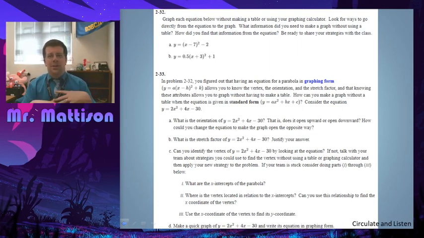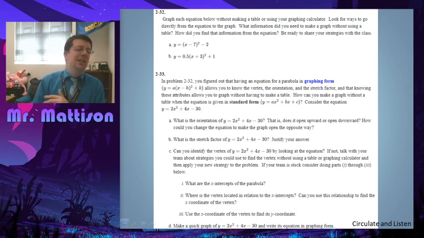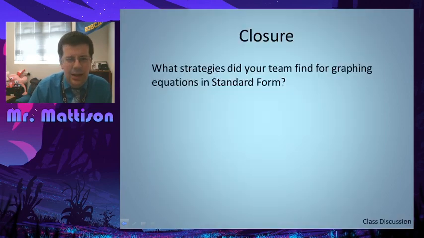What we're eventually going to do is figure out how we can change every standard form problem into a graphing form problem, because that makes it a lot easier for us to find the vertex. But that is one method. All right, with that, let's take a look at the closure.